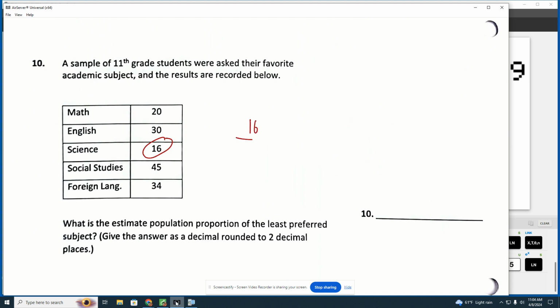Y'all remember how we make a proportion? We set it up as a fraction. What do you think we put 16 over? The total. 16 over the total. How do we find the total? 20 plus 30 plus 16 plus 45 plus 34 is 145. Now read the instructions. It tells you what to do, doesn't it? Give the answer as a decimal rounded to 2 decimal places. So please go type that in your calculator for me. What's 16 divided by 145? To 2 decimal places.